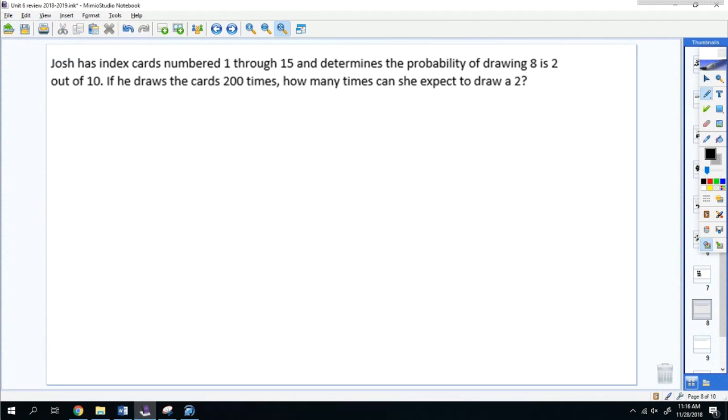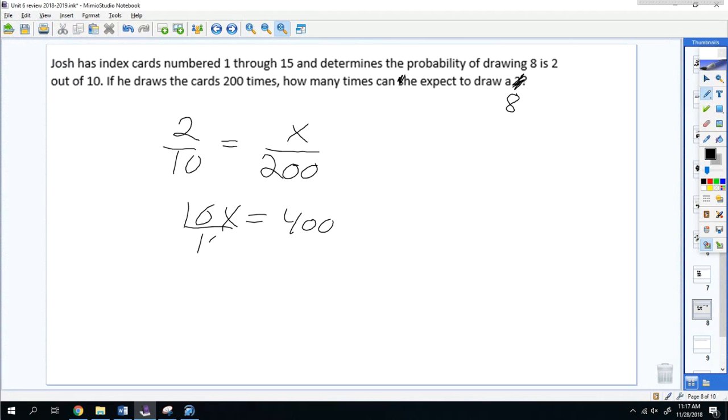Hey, number 8. Josh has index cards numbered 1 through 15, and he determines the probability of drawing an 8 is 2 out of 10. If he draws a card 200 times, how many times can he expect to draw an 8, not a 2? That's supposed to say 8. Well, the probability of getting an 8, as they said in an experiment, is 2 out of 10 times. Well, he's going to do this 200 times. So you set up the proportions and cross multiply. So you get 10x equals 400. Divide by 10. You get x equals 40. That's your answer.